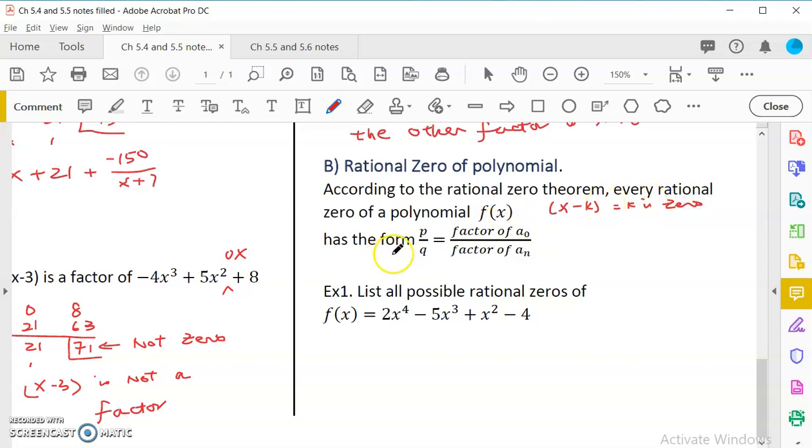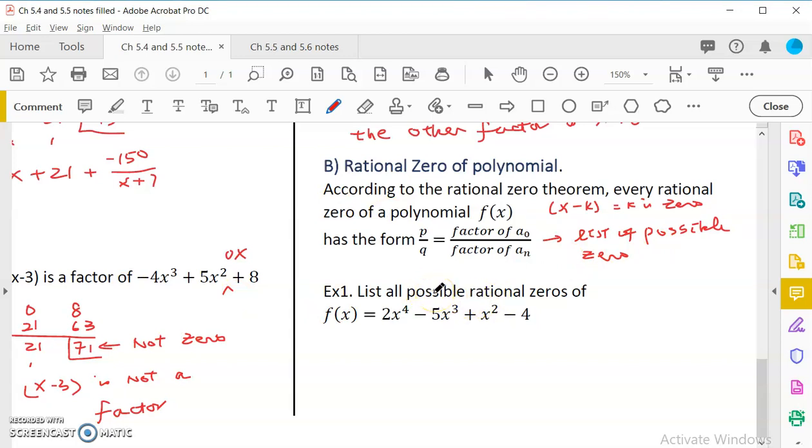All these rational zeros have to be in the form of p over q. Rational means it's a fraction. So the top is a factor of a0, which is the constant term, and the bottom is a factor of an, which is the leading term coefficient. Constant term and leading term coefficient. Then you would make a list of possible zeros, and from the list of possible zeros, you just guess which one is the correct one.